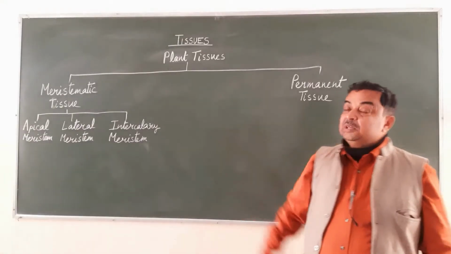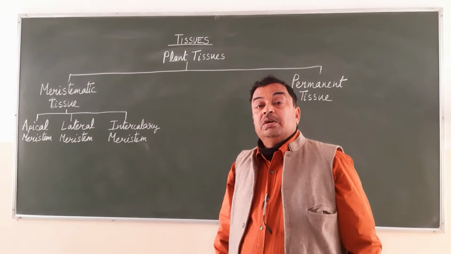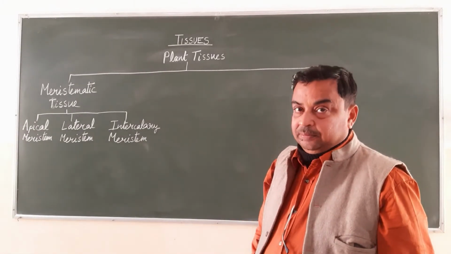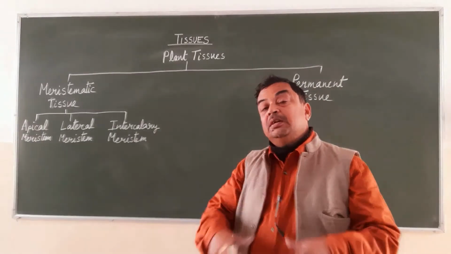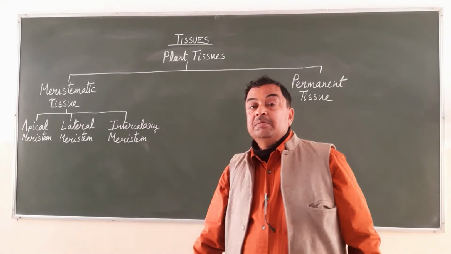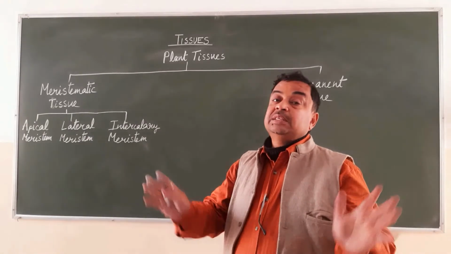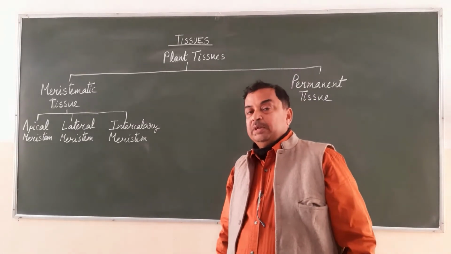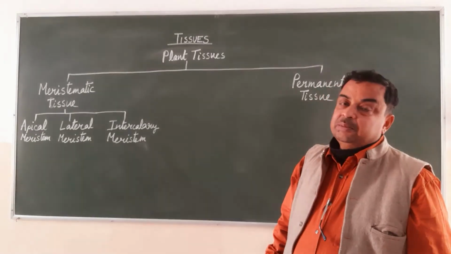Okay, apical meristem is responsible for the increase in the length or size of the plant. Lateral meristem is responsible for the increase in the girth of the plant. And intercalary meristem is responsible for initiating the branches and leaves of the plant body. Okay, so these are meristematic tissue.